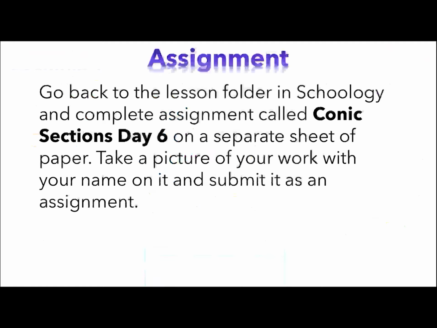Your assignment is to go back to the lesson folder in Schoology and complete the assignment called Conic Sections Day 6. It's only 2 questions. Complete it on a separate sheet of paper. Take a picture of your work with your name on it and submit it as an assignment. If you have any questions, feel free to write me on Schoology.